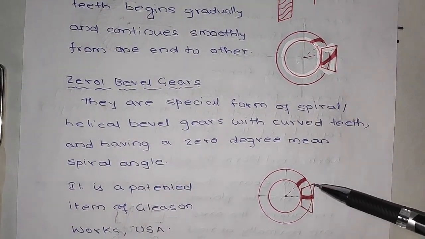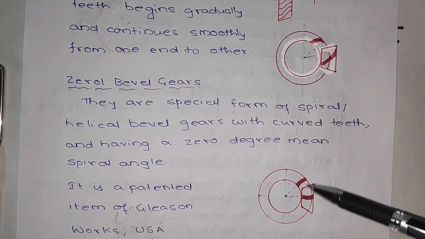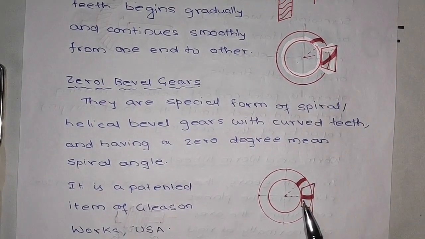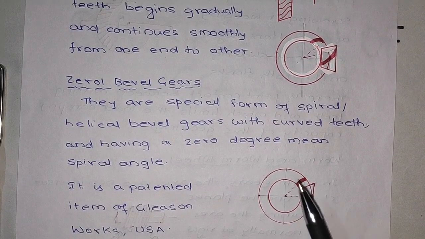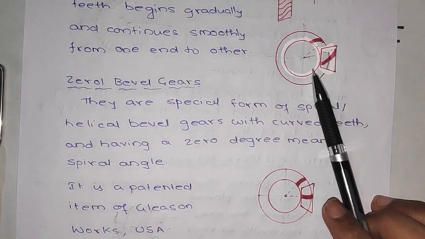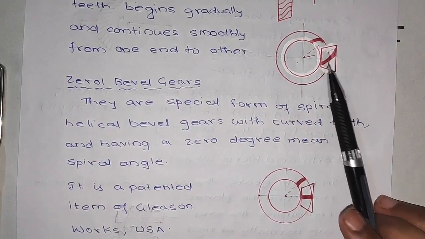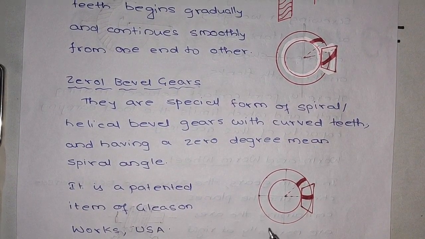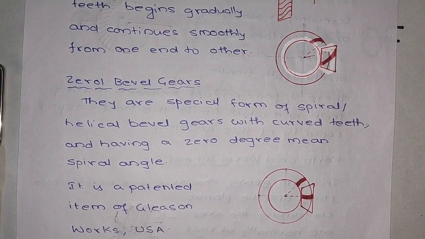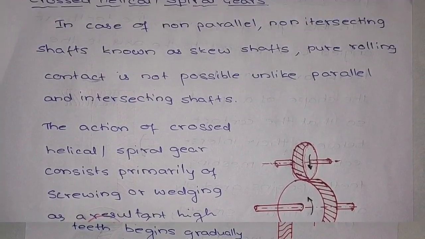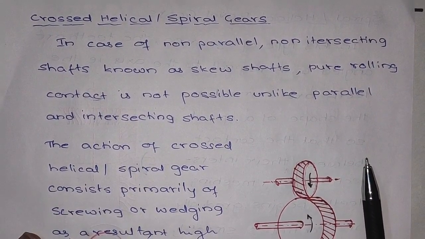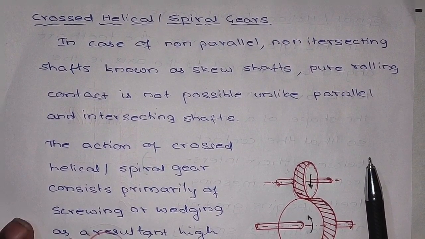This has more load carrying capacity compared to the normal helical bevel gears, and these are also used in higher speed applications compared to spiral or helical bevel gears. As I said, this was patented by Gleason Works from the USA. So this is about the spiral or helical bevel gears. Next, from the skew shaft type of gears, we have crossed helical or spiral gears.